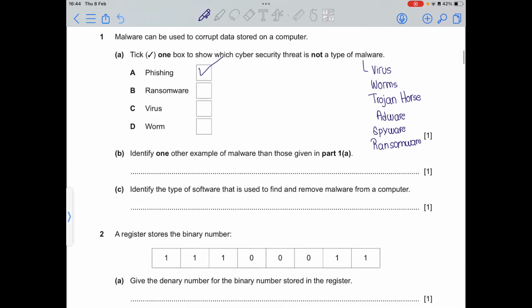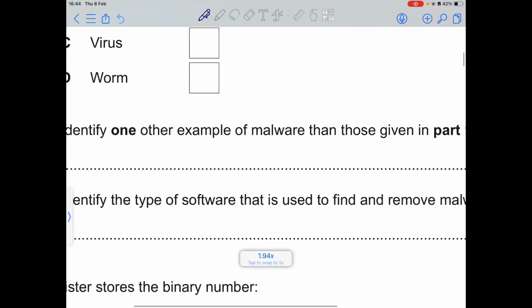Identify one other example of malware than those given in part 1A. So you can't include viruses, worms, or ransomware. You can say any of adware, spyware, or Trojan horse. I'm going to say Trojan horse.